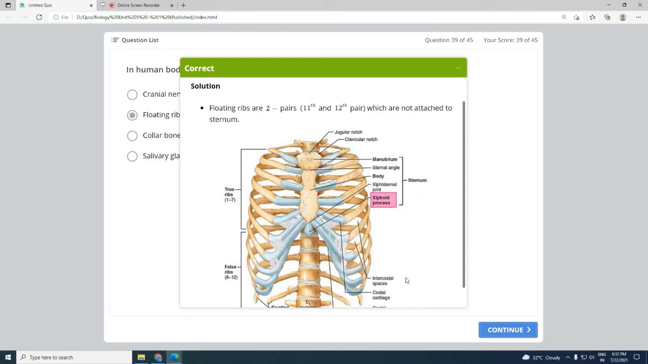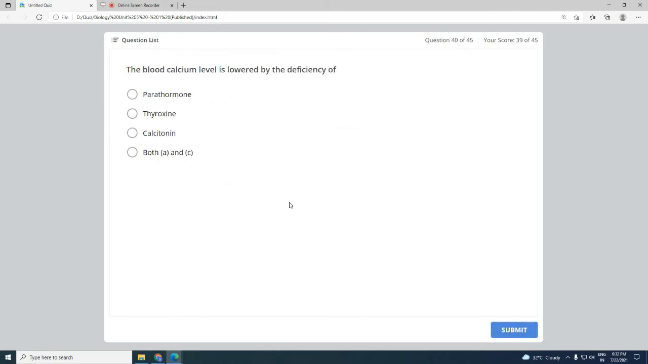Okay, let's go to the next question. The question number 40. The blood calcium level is lowered by the deficiency of parathormone, thyroxine, calcitonin, both the parathormone and thyroxine. Which one is the right answer for the question number 40? Parathormone is the right answer for the question.